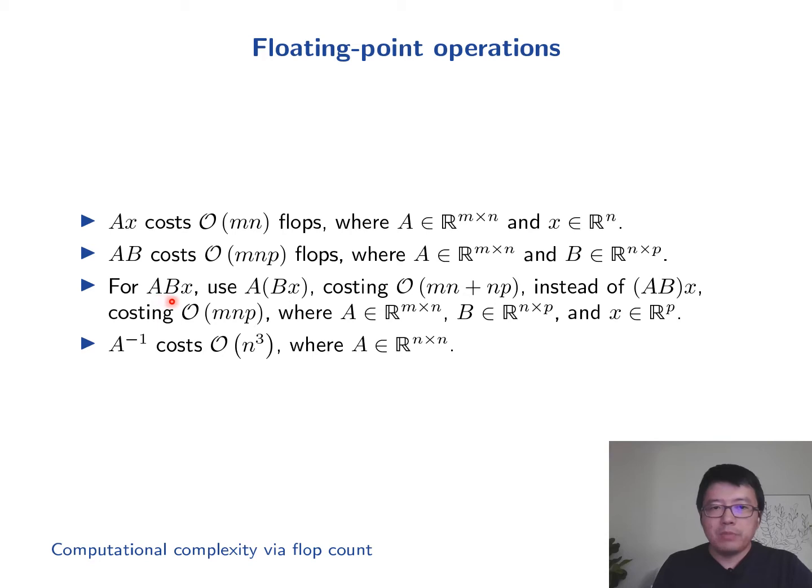To compute A times B times x, there are two ways. The first way, which is better, first computes B times x, which costs O(np), and then computes A times the resulting vector, which costs O(mn). If we first calculate A times B, then that step itself costs O(mnp). Then multiplying the matrix to the vector costs much less, but is dominated by the matrix multiplication. Given a square matrix with n rows and n columns, computing the inverse generally costs O(n³).